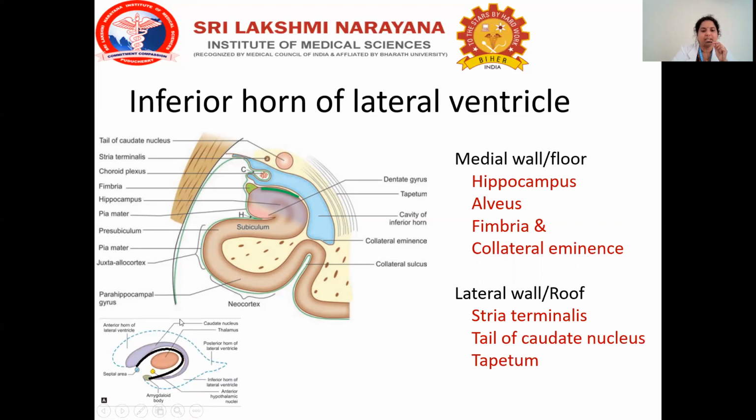What is stria terminalis? It is a neurobundle that connects the amygdaloid region to the septal area. The stria terminalis also follows the course of the caudate nucleus. So stria terminalis is related to the lateral ventricle near the body as well as the inferior horn. Stria terminalis is not related to the anterior horn or the posterior horn.